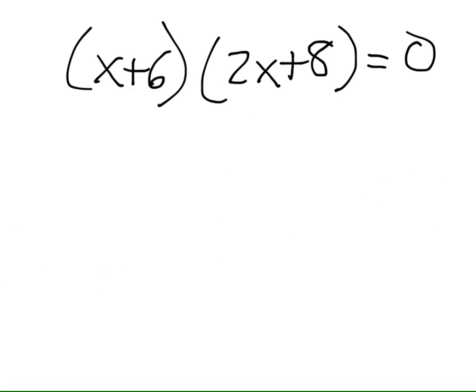All right, here I have a binomial times a binomial. Again, it's a multiplication problem. So if one of these binomials is equal to 0, the whole thing's equal to 0, which is what I want. Okay. Well, this one's pretty straightforward. What would x have to be for this set of parentheses to equal 0? Negative 6. There's one answer.